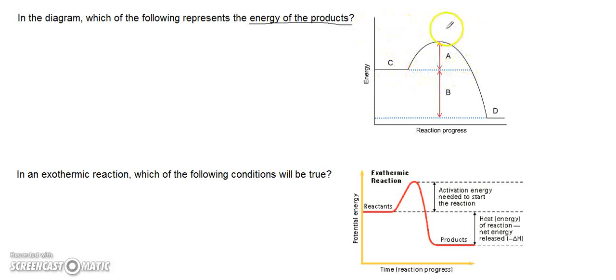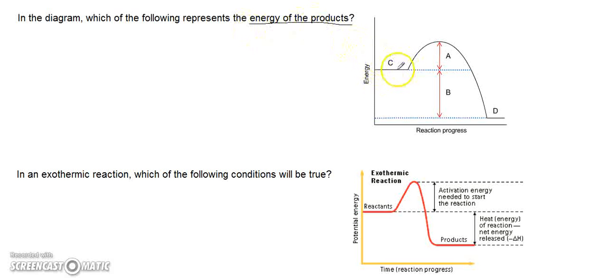And hopefully we've seen enough of these graphs now that this is starting to look familiar, right? This is the reaction progress, and we have energy on the y-axis. The start is right here, and the finish would be over here, with low energy at the bottom, and it increases in energy the higher up you go on the y-axis. So we can look at each of these and ask which one represents the products.